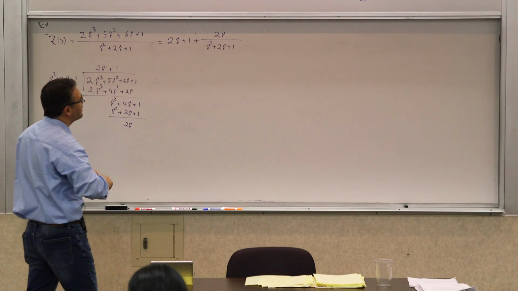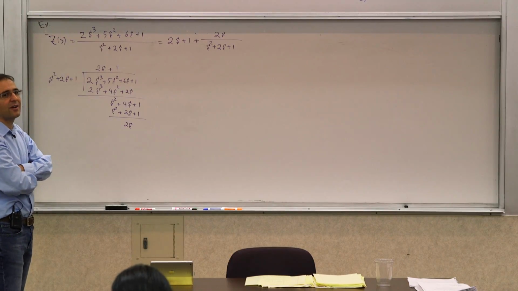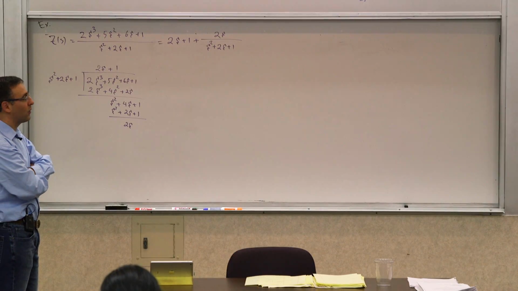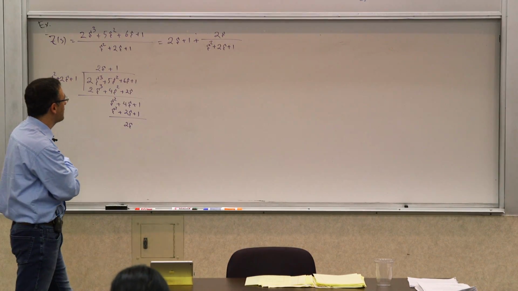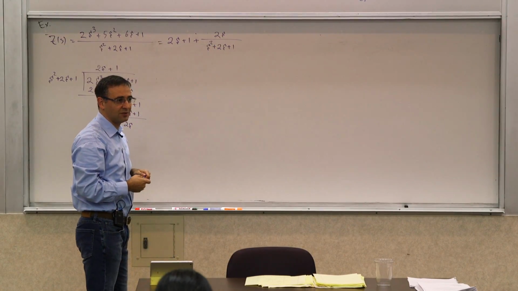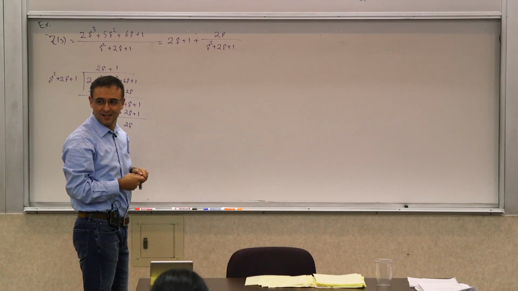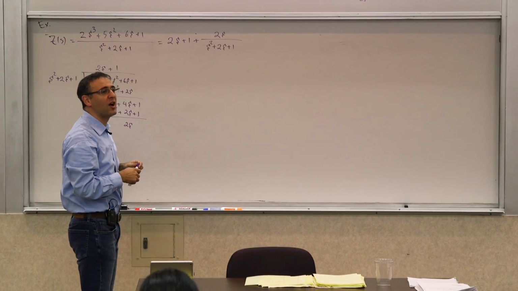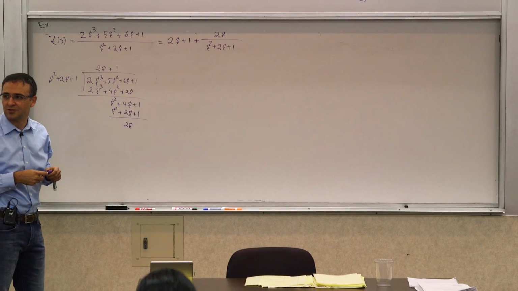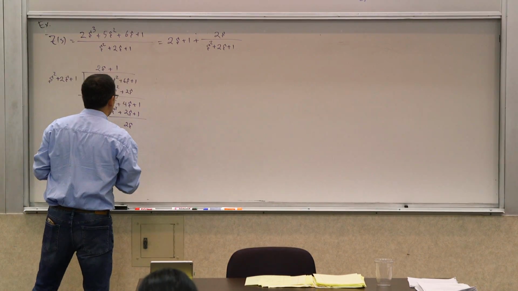So in this particular example, practically right now I'm done. But in general, if this was a little bit more complicated, what I could continue to do, I could now flip this and do another long division. Essentially, I'm writing a continuous fraction. You're familiar with continuous fractions, right? If you're not, I'll show you what I mean by that.